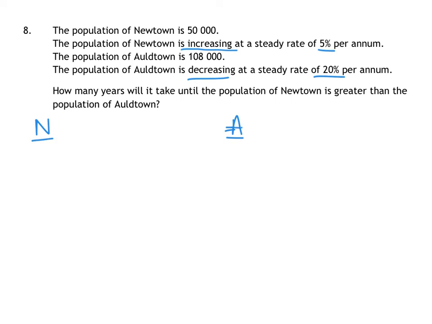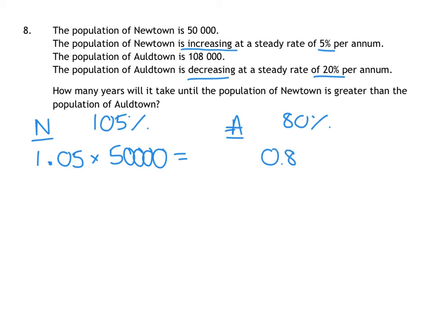And we're going to work out new town increasing each year by 5%. If you increase by 5%, that's really 105%. So we're using 1.05 times 50,000. For the second town, we are decreasing by 20, so that's 100 take away 20, so we're using 80%. So we're doing 0.8 times 108,000. Now we need to just keep doing this sum until we find that Newtown takes over.